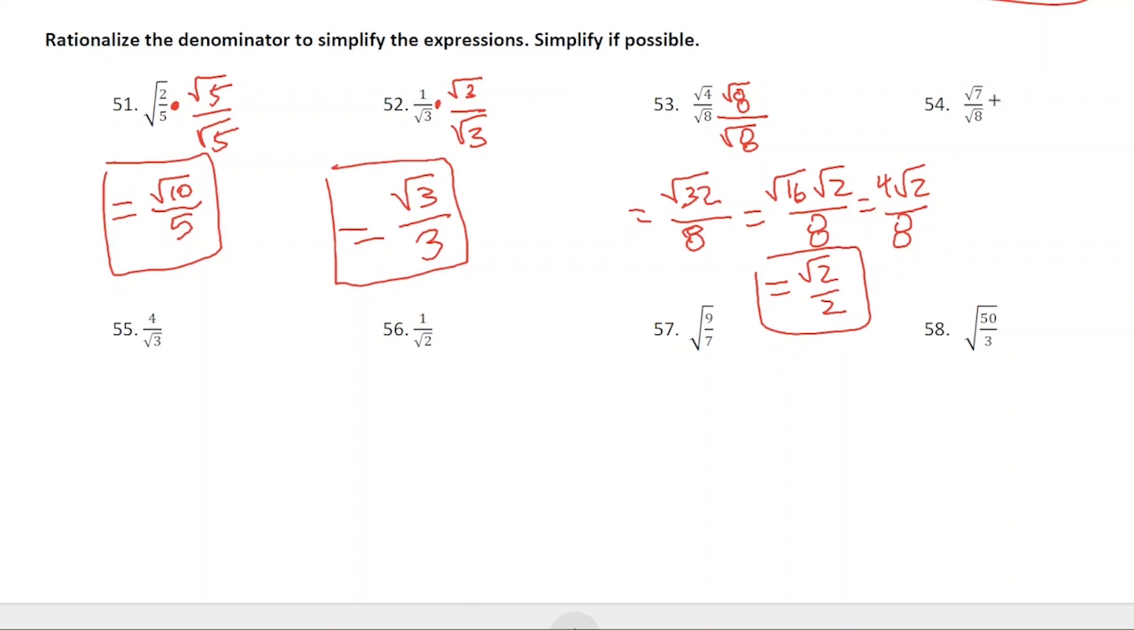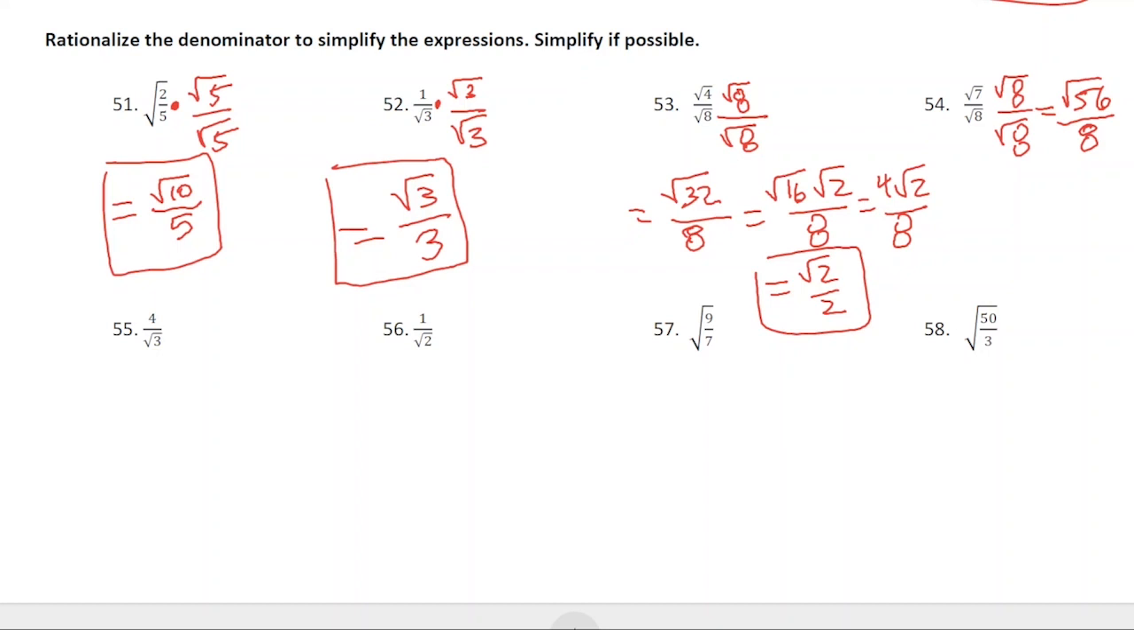Number 54, we're going to multiply by root 8 on the numerator and the denominator. So 7 times 8 is going to be 56. So we get root 56 over root 8. I'm sorry, just over 8.